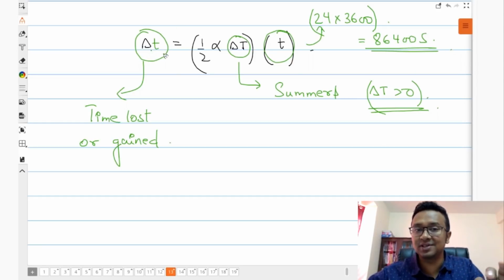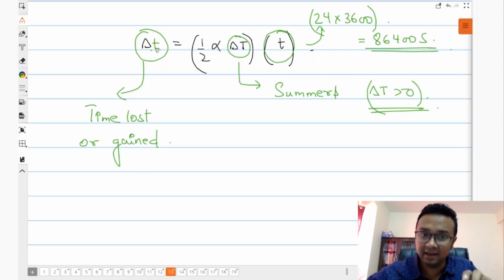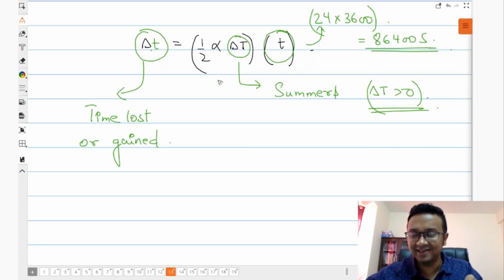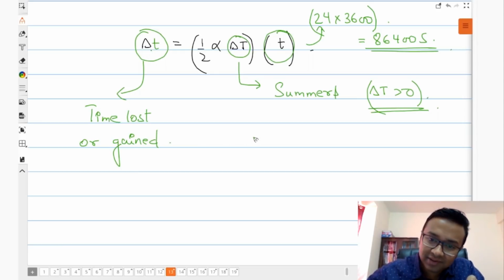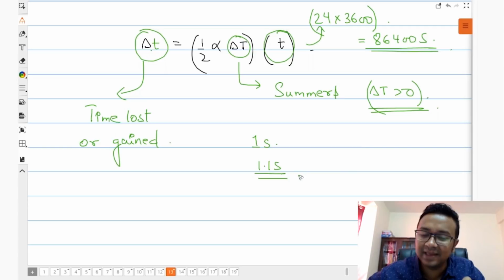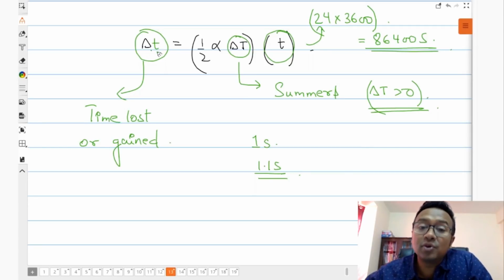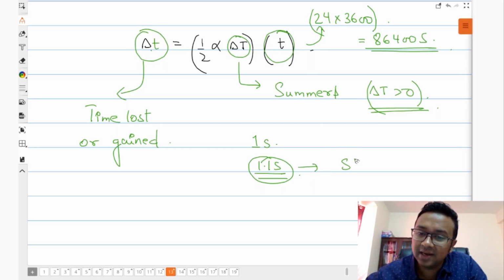So the time lost or gained in summers, delta T is positive. So this delta T, that is my gain, or let's say loss, is going to be determined by this. Like we saw some time back, it was 1 second for one oscillation. Now, if temperature is increasing, this is going to take 1.1 seconds. So delta T is positive in this case, and it is going to run slow.